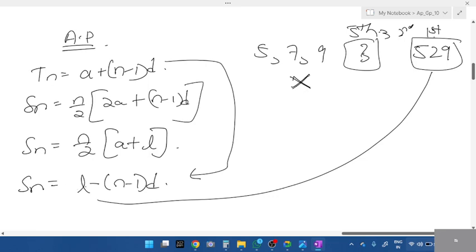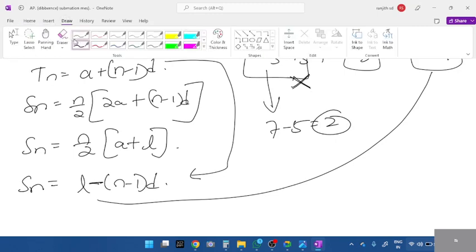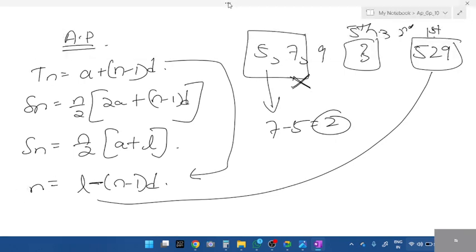Make a note of this formula, students. l minus n minus 1 into d. l stands for last number. The difference you can take from here, 7 minus 5 is 2. Difference is 2. l is the last number. Instead of taking 5, take 529. So use this formula. n is as usual the fifth, whatever question they ask. Not S of n, T of n. They'll tell you to find the term. So T of n stands for term.